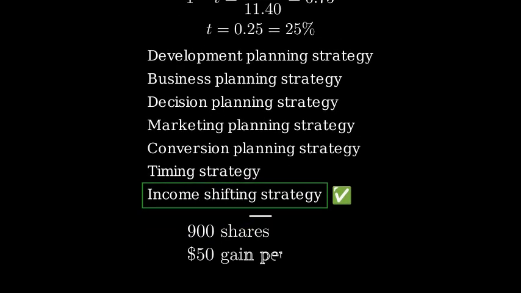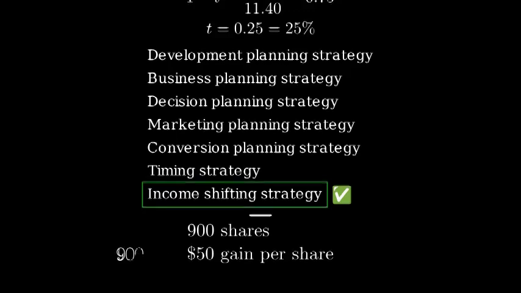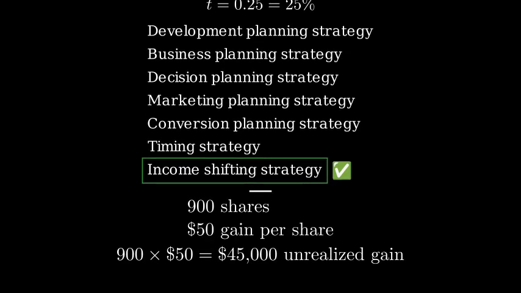Problem 2. Helen owns 900 shares purchased 11 months ago, and each share has increased by $50. Her total unrealized gain is $45,000. If sold now, after 11 months, the gain is short-term, taxed at her marginal rate of 25%. If she waits one more month, the gain becomes long-term and is taxed at 15%.